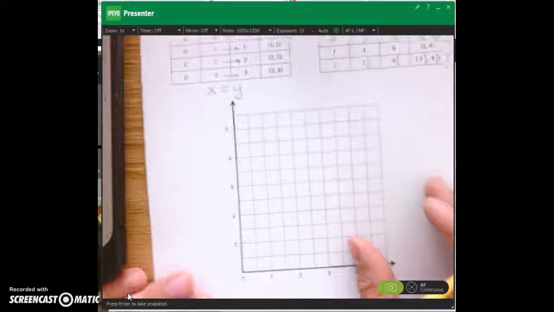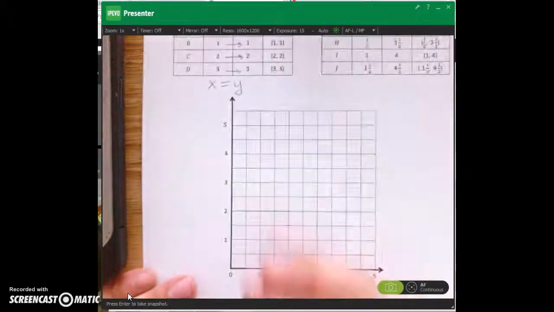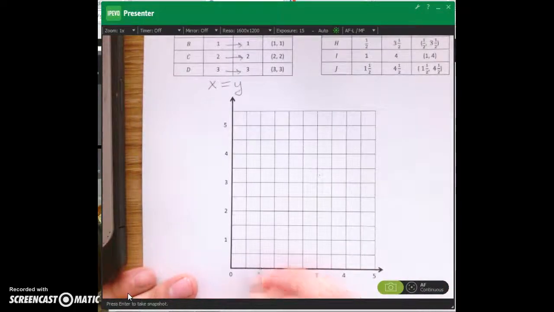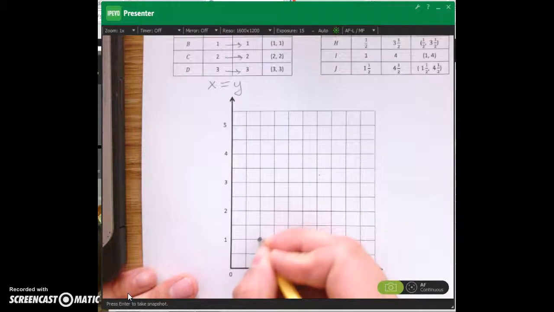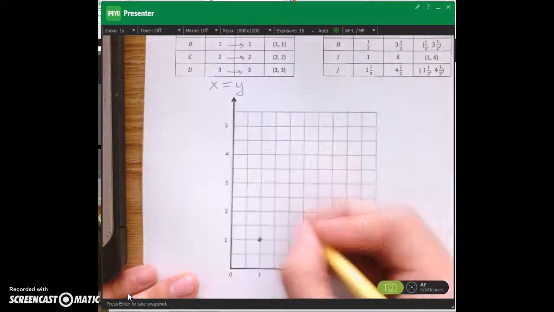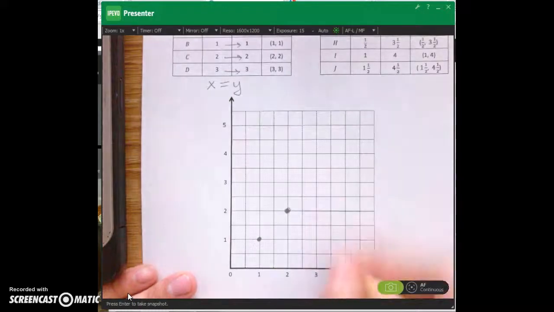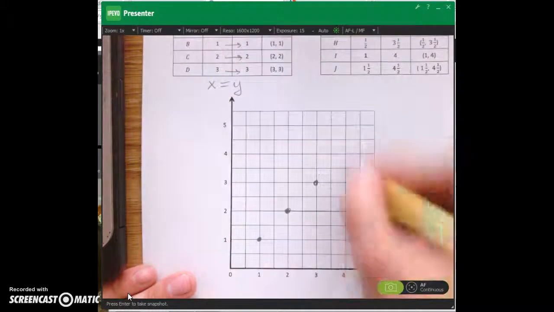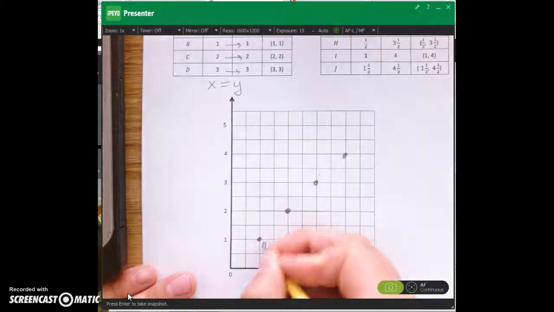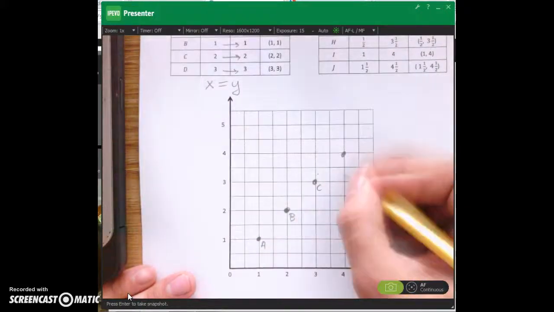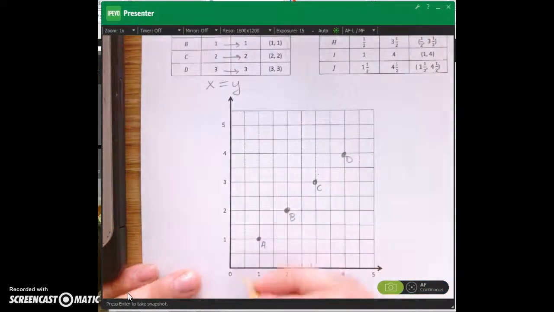So let's graph this real quick. We're going to go A through D. If x is 1, then y will also be 1. 2, 2. 3, 3. 4, 4. A, B, C, D. You should see a very clear line.